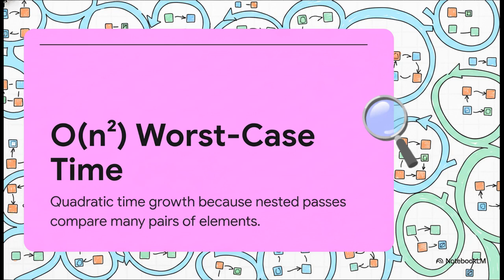And here is a huge exam tip for you. Do not just state O(n²). Always, always explain why, which in both cases is due to the nested passes repeatedly scanning the data. You essentially have loops inside of loops comparing many pairs of elements.